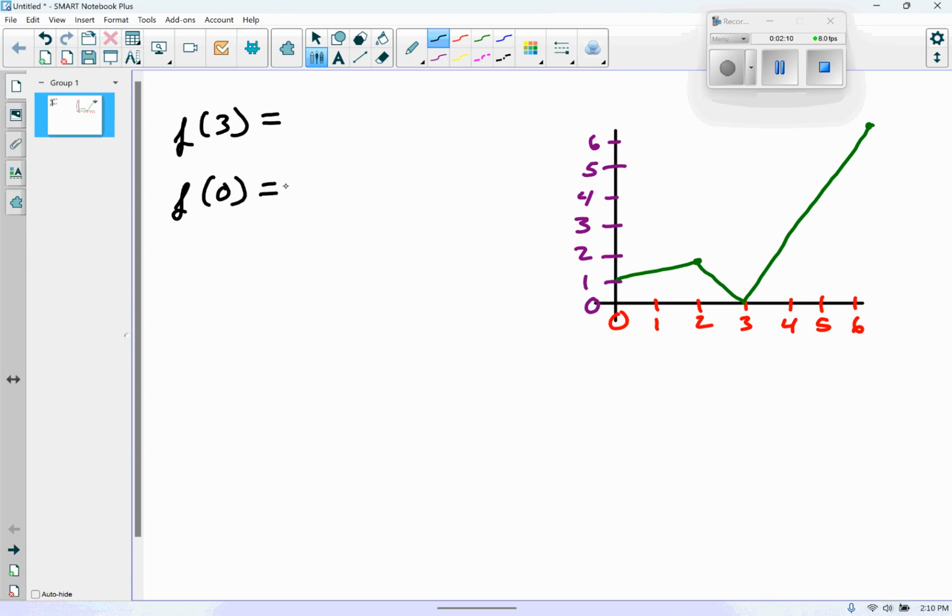So what is the y value right there? My tip of my finger. What is the y value? 0. So f at 3 gives me an answer of 0. Okay? So the next one says we want to do f at 0.